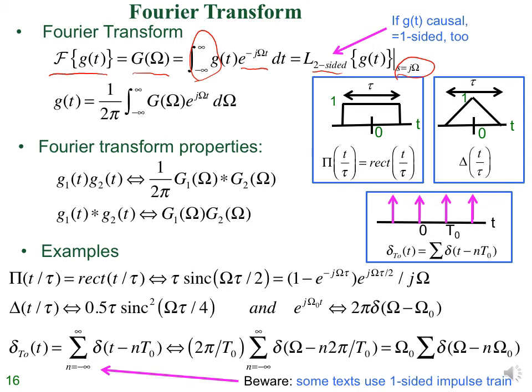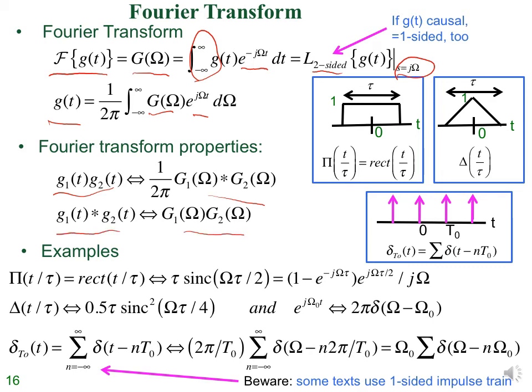For causal signals, by the way, the two-sided Laplace transform is the same as the one-sided, since it's 0 for all values of time less than 0. And the inverse Fourier transform is 1 over 2 pi times the integral of g of omega e to the plus j omega t d omega. Just a quick review of Fourier transforms. Some properties we may make use of: the product of two functions is 1 over 2 pi times the convolution of their frequency domains, and the convolution of two functions in time is the product of their two Fourier transforms.